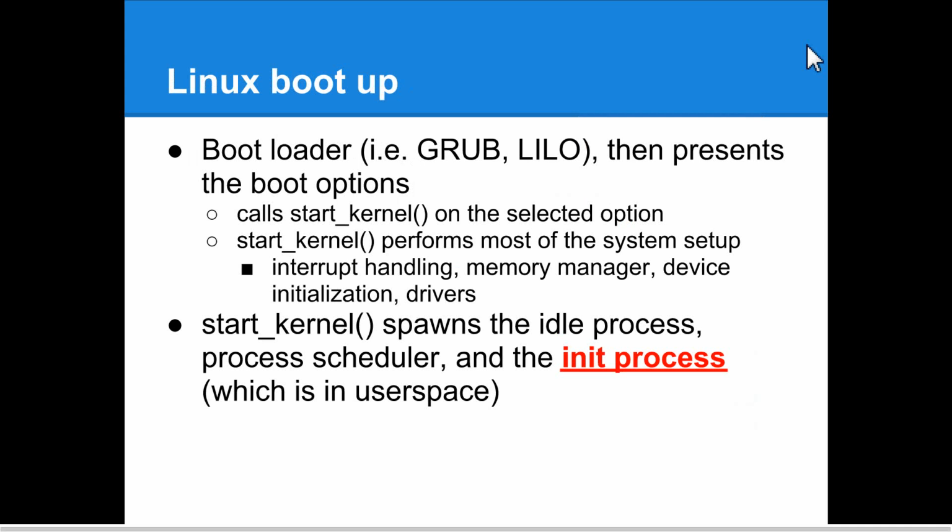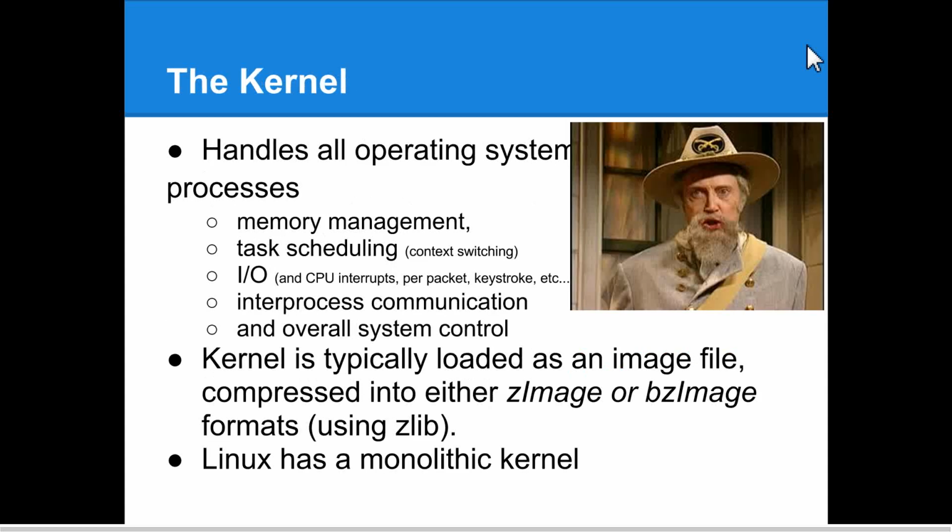So Linux has popular bootloaders such as Grub and Lilo, and they present boot options. Not going to really cover that much. The function start kernel starts the idle process, process schedule, and the init process. The kernel handles all the operating system processes, memory management, task scheduling, input-output, inter-process communication, and overall system control. It is typically loaded as an image file that is compressed with either zImage or bzImage formats.